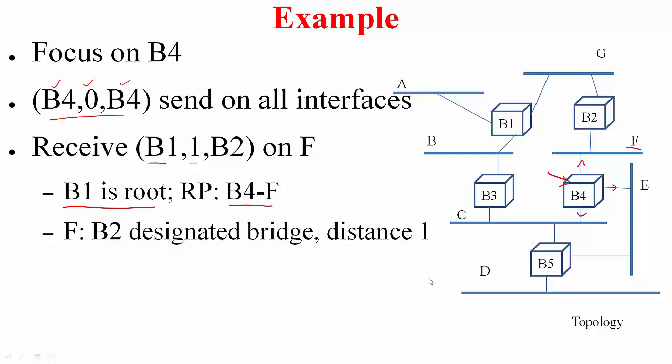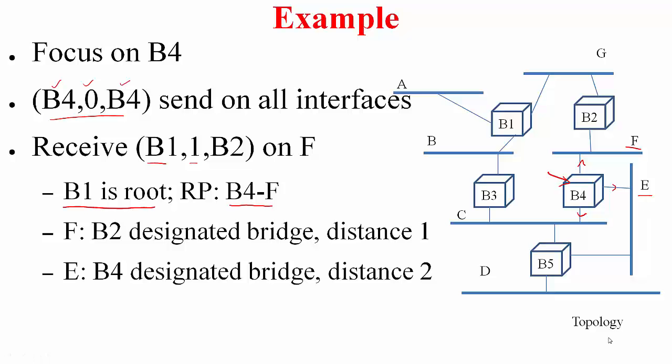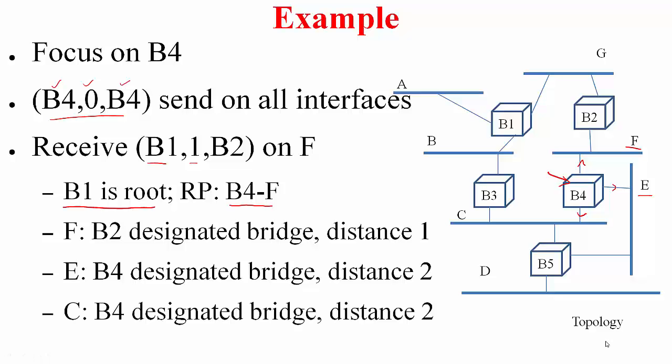So what about LAN segment E? Who does B4 think is the designated bridge for E? It considers itself the designated bridge because it did not hear any other configuration messages from other bridges. Similarly, for C also, it views itself as the designated bridge. B4 will stop generating configuration messages because it is not the root anymore, but it is still going to forward the configuration message. So the question is, what configuration message is it going to forward? And secondly, on what ports is this configuration message going to be forwarded?